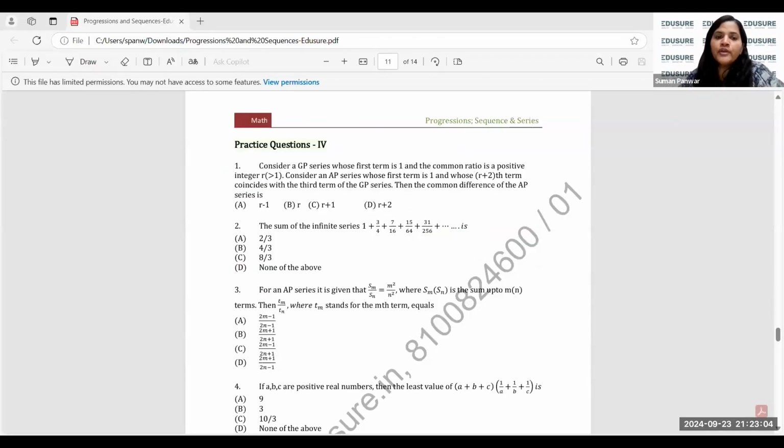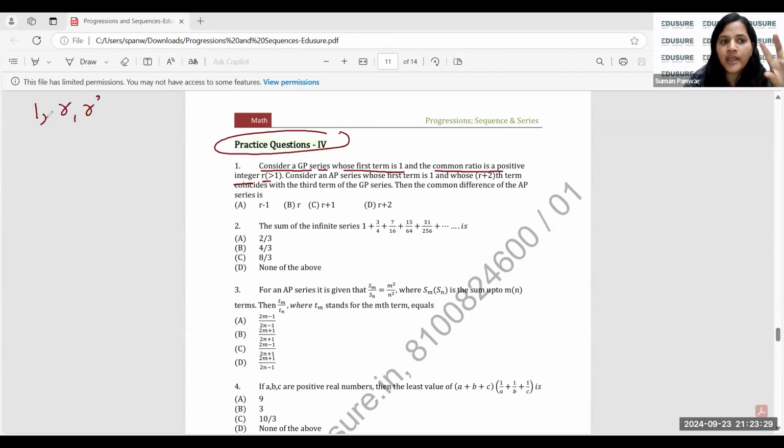Okay, so we are doing practice questions part 4. Okay, first question, consider a GP series whose first term is 1 and the common ratio is a positive integer r greater than 1. Okay, so we have a GP whose first term is 1 and the common ratio is r. So how does my GP look? 1, r, r square and so on. This is the situation of my GP.